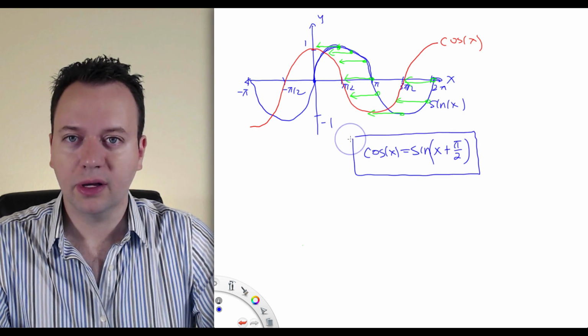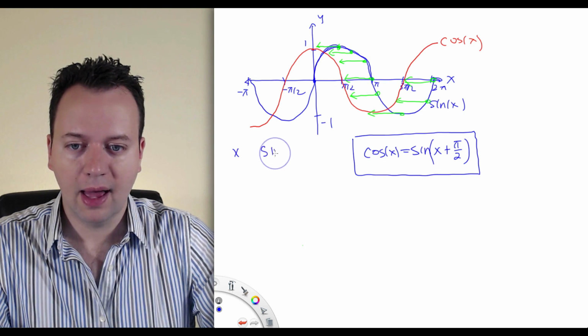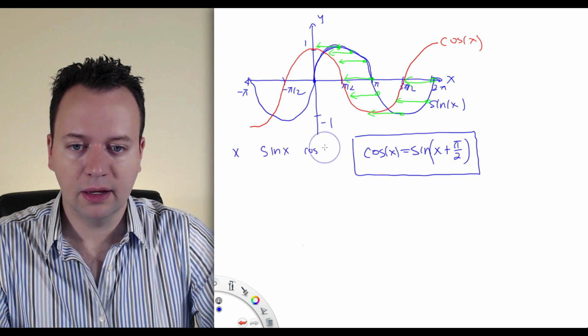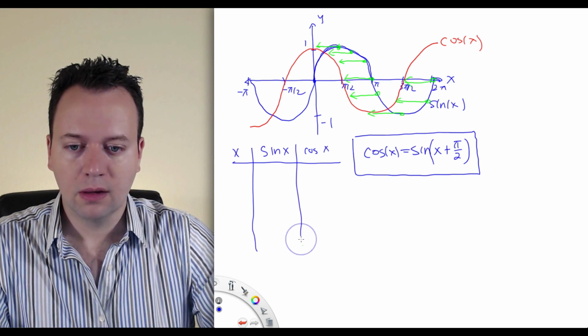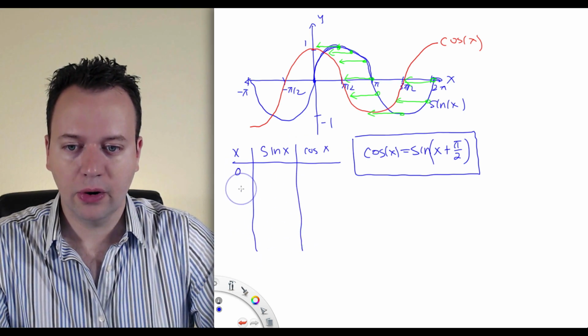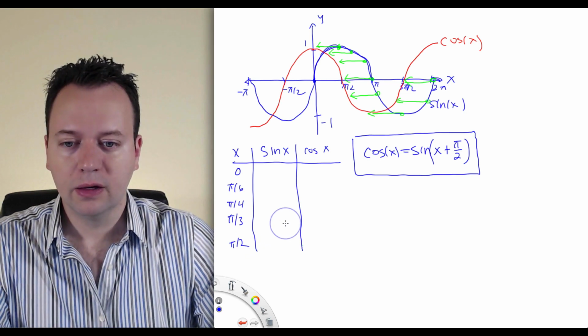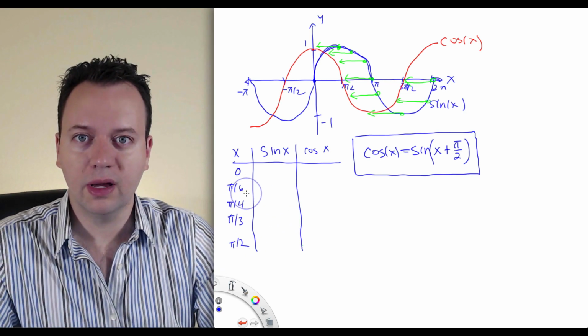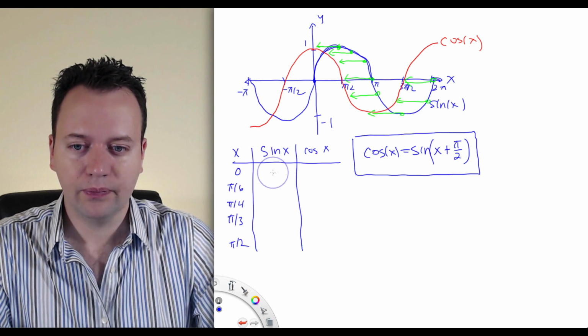So next, let's look at a few basic values for sine and cosine. Let's make a table: x, sine of x, and cosine of x. Let's start off with x equal to 0, pi over 6, pi over 4, pi over 3, and pi over 2. So pi over 6 would be 30 degrees, pi over 4 would be 45 degrees, pi over 3 would be 60 degrees, and then 90 degrees.